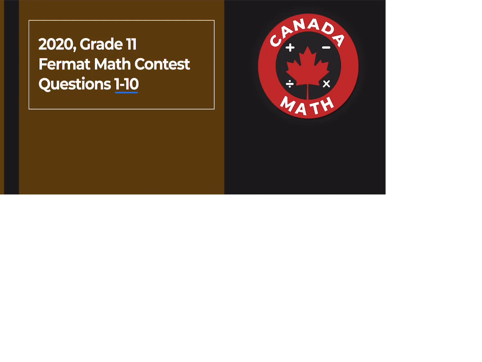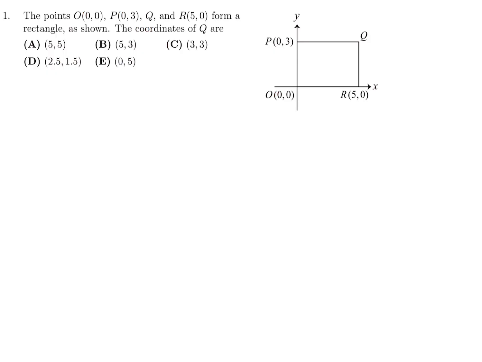Questions 1 through 10 on the 2020 Grade 11 Fermat Math Contest. P, Q and R form a rectangle as shown. The coordinates of Q? Well, the x coordinate of Q is the same as the x coordinate of R, which is 5, since they are on the same spot. The y coordinate for Q will be the same as the y coordinate for P, because those are on the same spot, and that's 3. So there you go. Number 1, the answer is B.